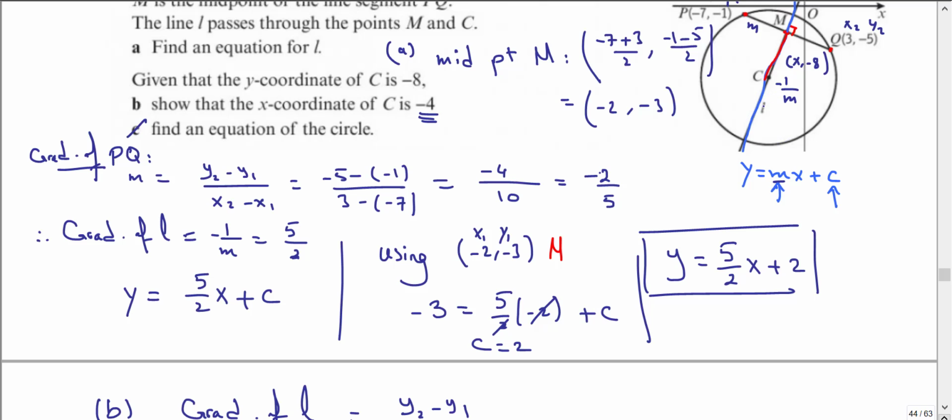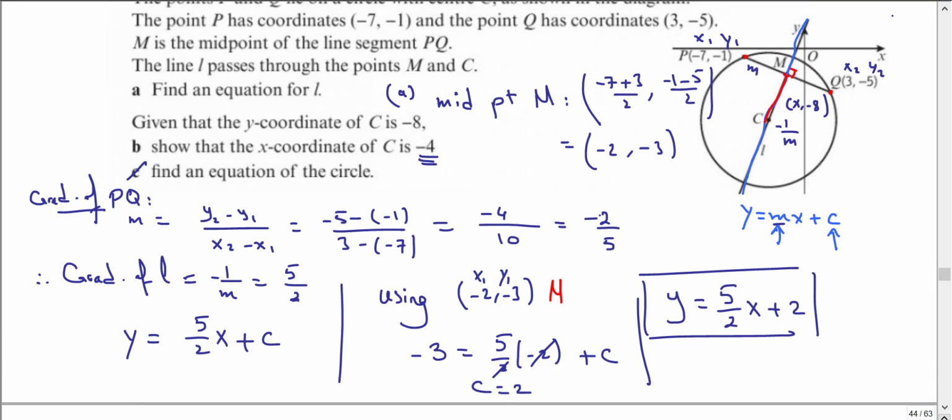We need the radius. How to find the radius? Now pay good attention here. To find the radius, you can find the distance from the center to the point P. The radius simply would be the distance from the center to point P. This distance is the radius. It's the distance from the center to a point on the circle. So this is the radius.